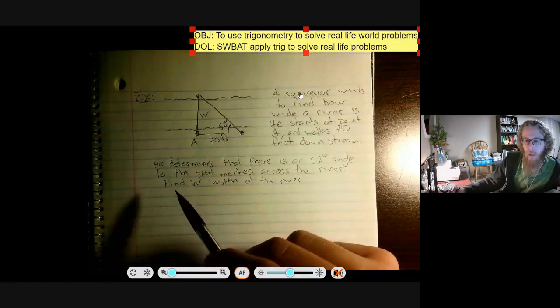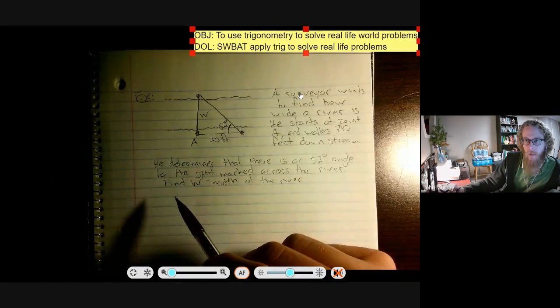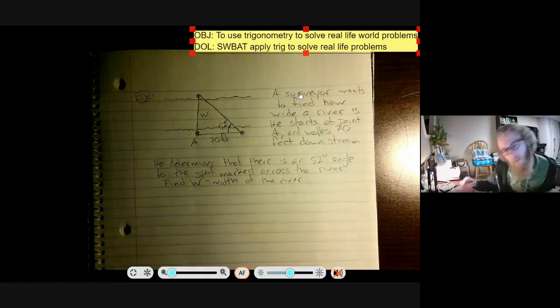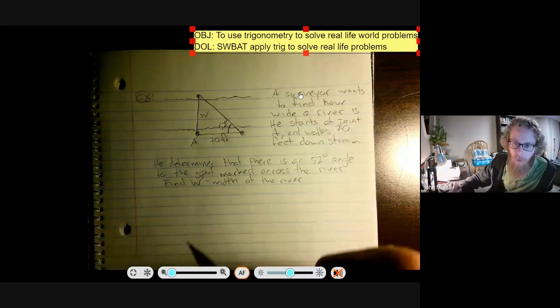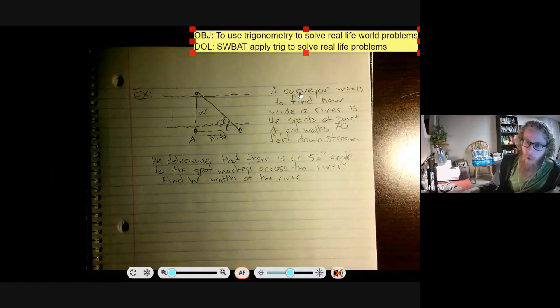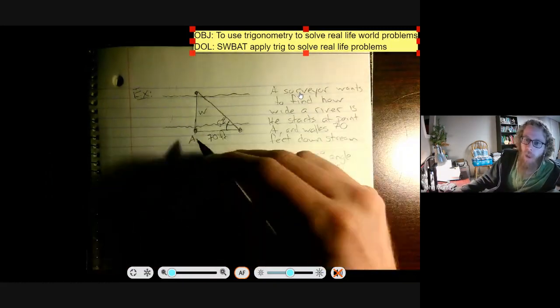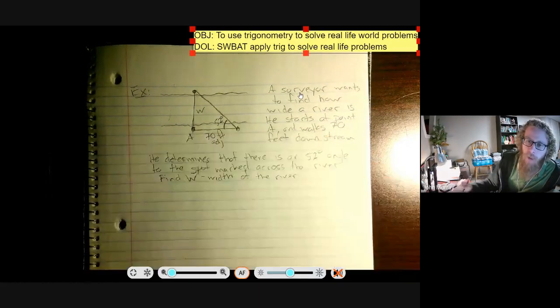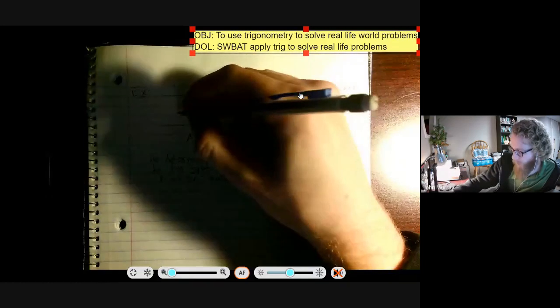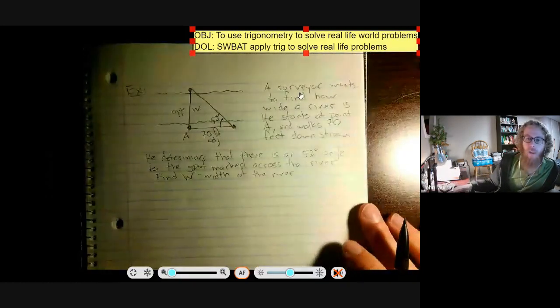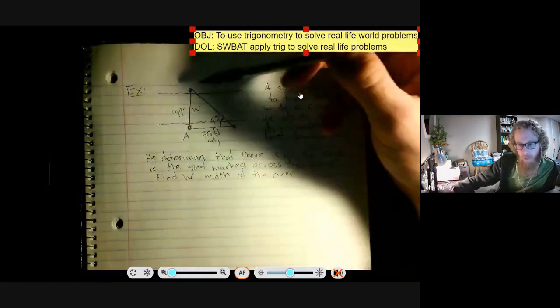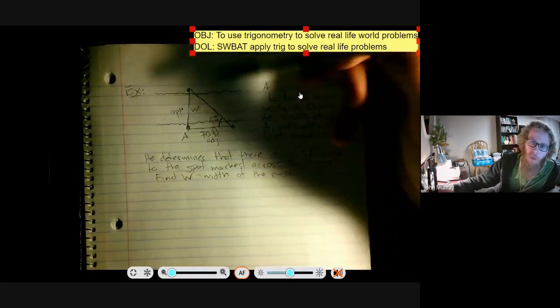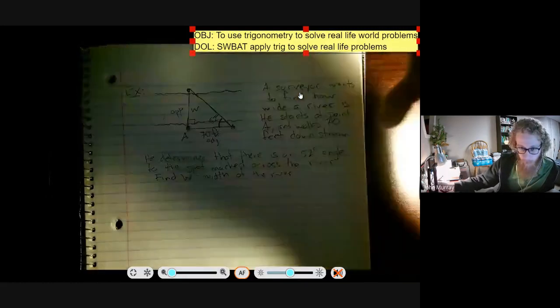All right. So here, okay. I wanted to do another problem. We'll finish this one. This won't take too long. All right. So we want to find the width of the river. So with this 52 degrees, this side here is going to be my adjacent side. The width of the river is going to be my opposite side. Okay. Notice we don't really care about this. We just put it there so we can set up our triangle.